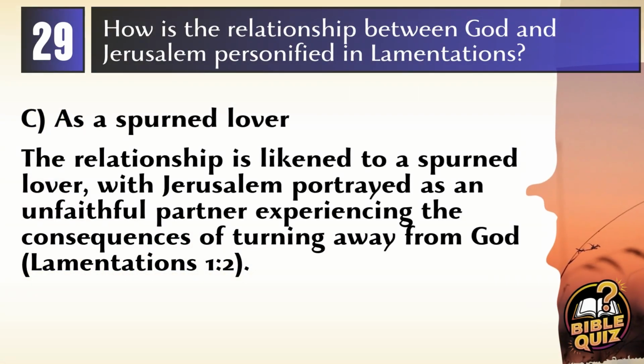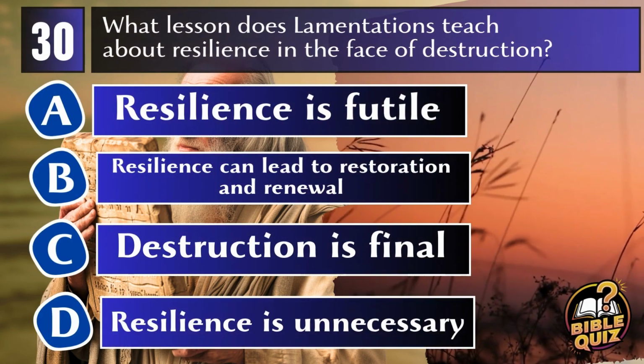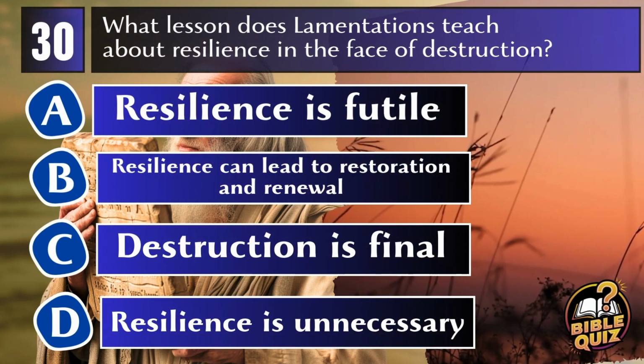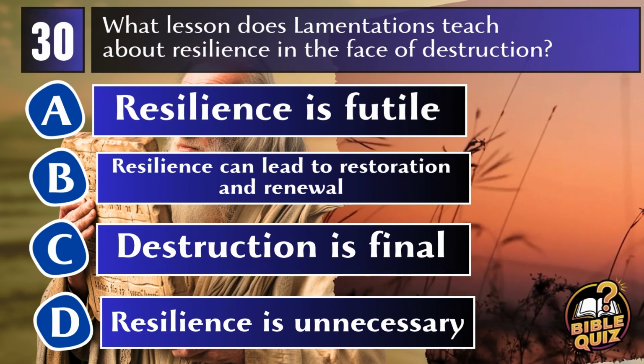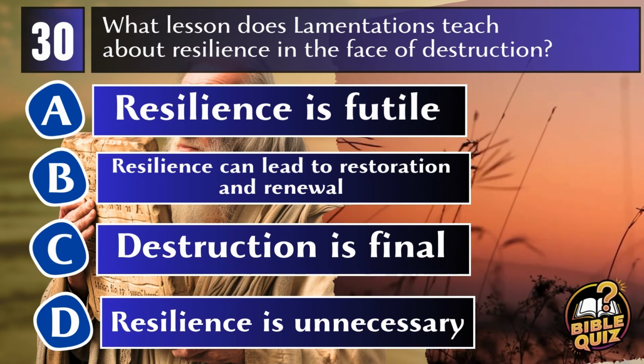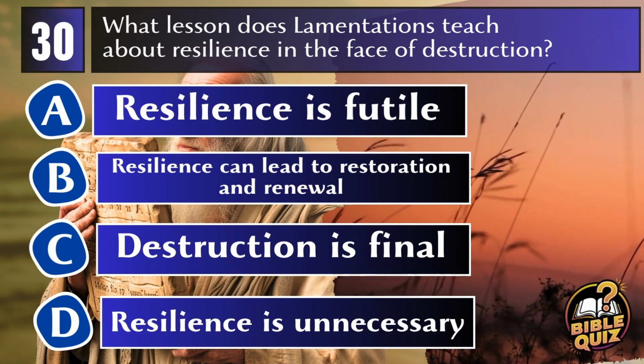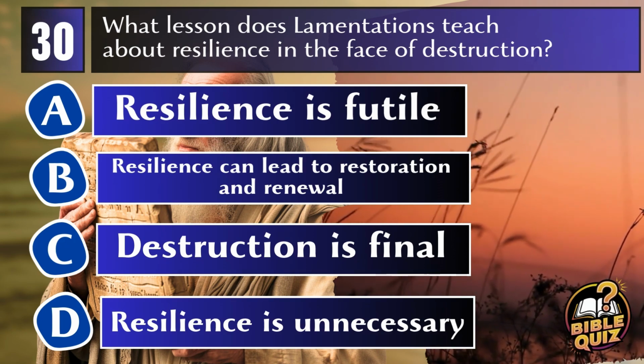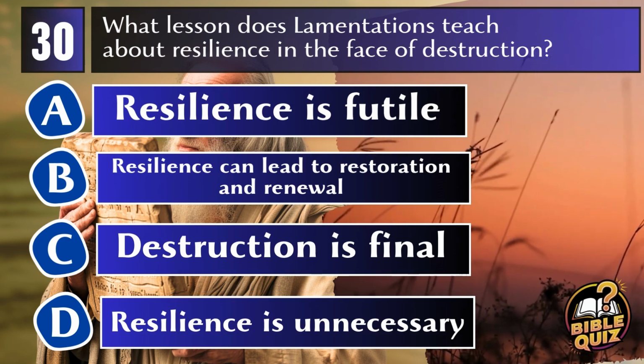Answer C. As a spurned lover. The relationship is personified as that of a spurned lover, with Jerusalem portrayed as an unfaithful partner experiencing the consequences of abandoning the covenant with God. Lamentations 1:2. Question 30. What lesson does Lamentations teach about resilience in the face of destruction? A. Resilience is futile. B. Resilience can lead to restoration and renewal. C. Destruction is final. D. Resilience is unnecessary.